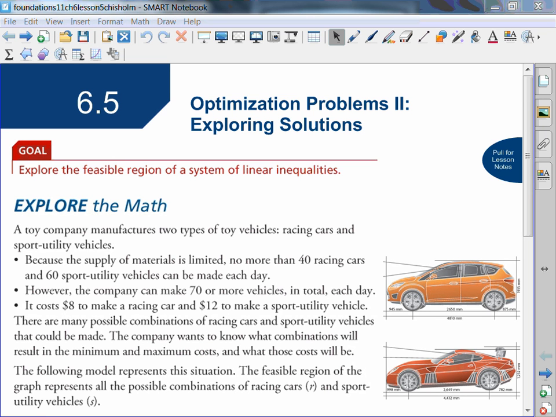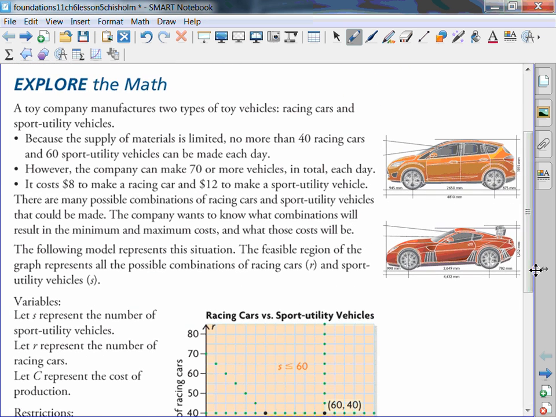Section 6.5, Optimization Problems 2, Exploring Solutions. So once again, we get to explore. Hooray! The goal today is to explore the feasible region of a system of linear inequalities. Explore the math. We're going to be looking at the same problem that we looked at the other day with the sport utility vehicles and the model cars, etc.